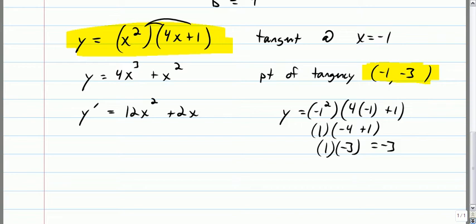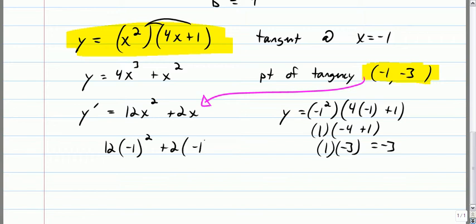I need to know the tangent slope at this point. Notice again, your derivative is just in terms of x, so you actually don't need the y-coordinate, you just need the x. So I'm going to plug in -1, so 12 times (-1) squared plus 2 times -1. And that looks like, 12 minus 2 is 10. So that's our slope. So you got a point and a slope.